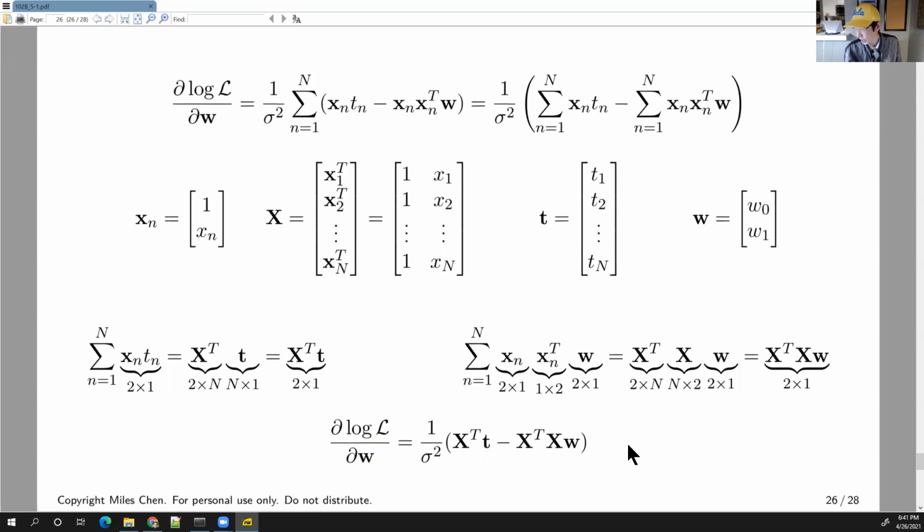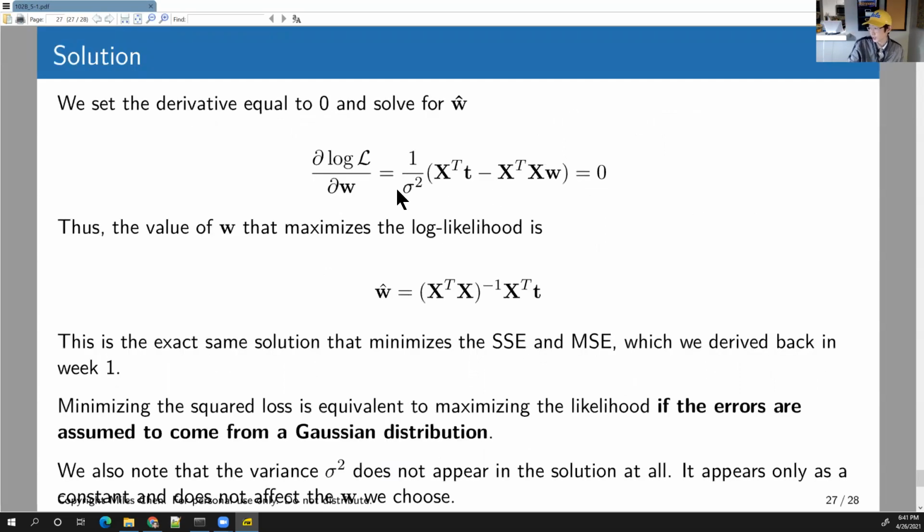Okay, so now that we have that, we're going to take the gradient of the log likelihood with respect to W. We're going to set that equal to 0 and solve for W. When you do this, the sigma squared term cancels out. You can add x transpose x w to this side, and then you're going to multiply both sides by the inverse of x transpose x, right?